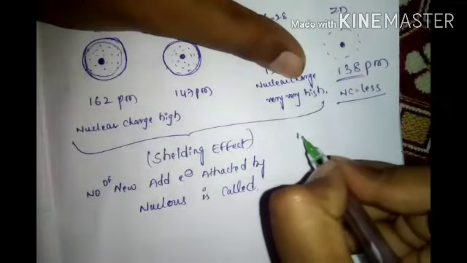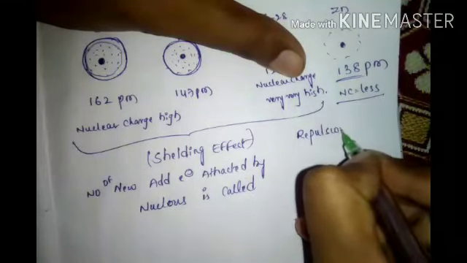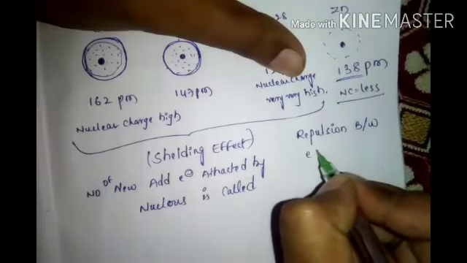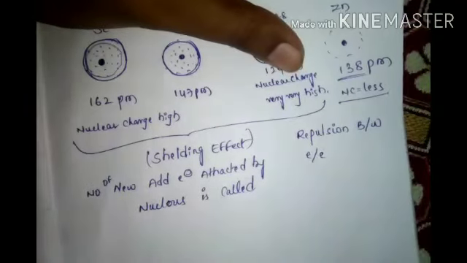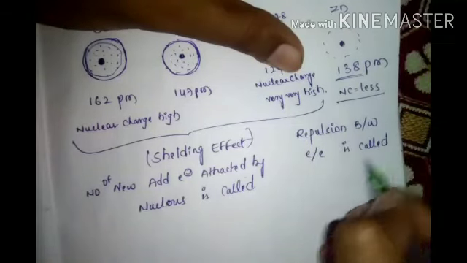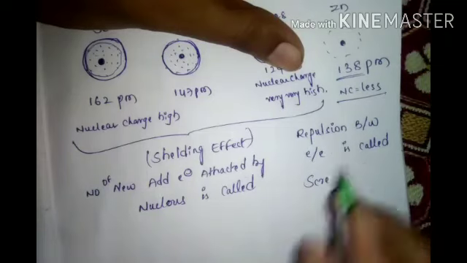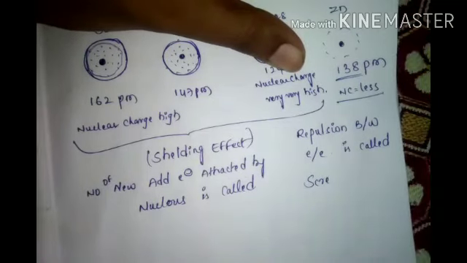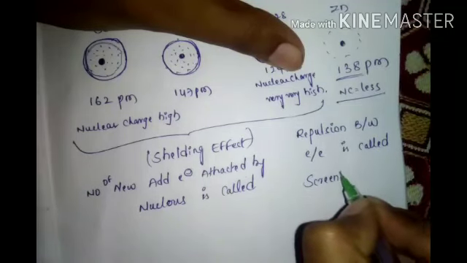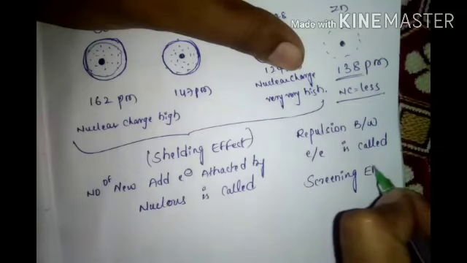Now, the repulsion between electrons is called screening effect.